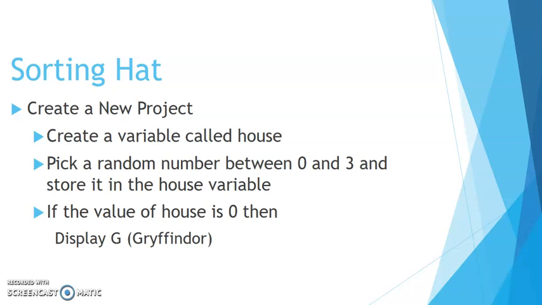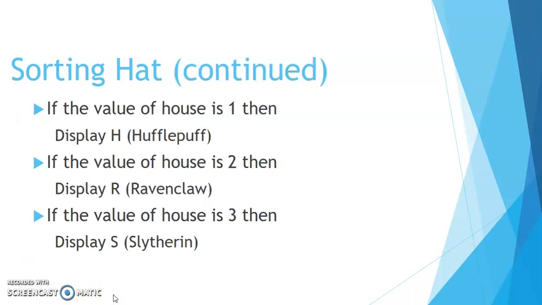If the value of house is 0, then we're going to display G for Gryffindor. If it is 1, then we'll display H for Hufflepuff. If it's 2, we'll display R for Ravenclaw. And finally, if it's 3, we will display S for Slytherin. And this is one that I've used quite a lot with some student groups that we've had in for various different workshops.